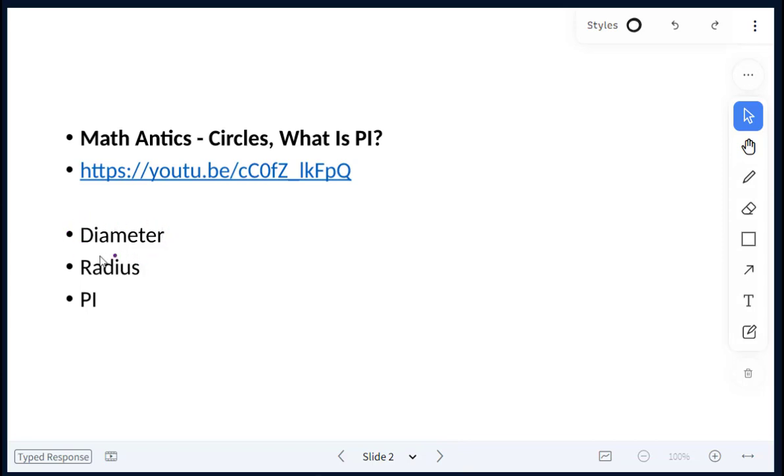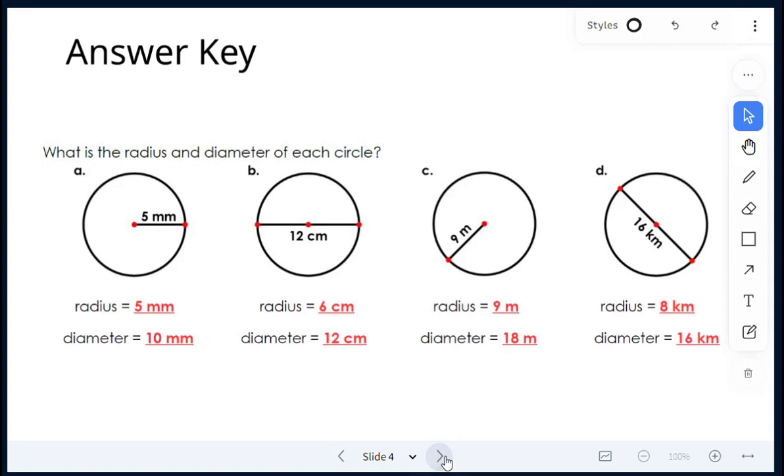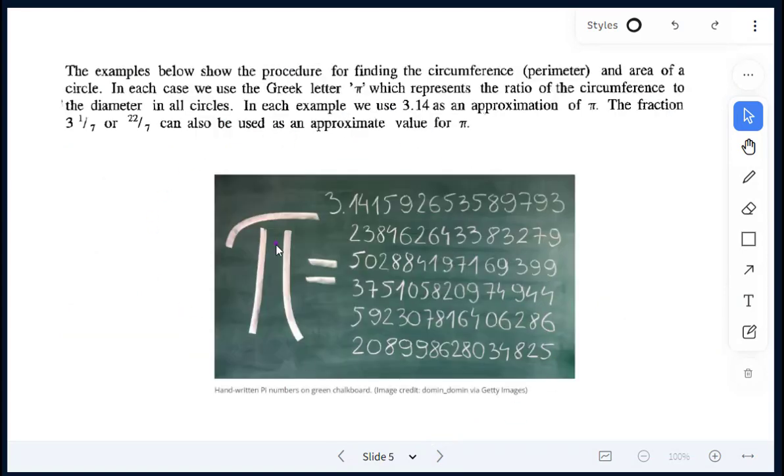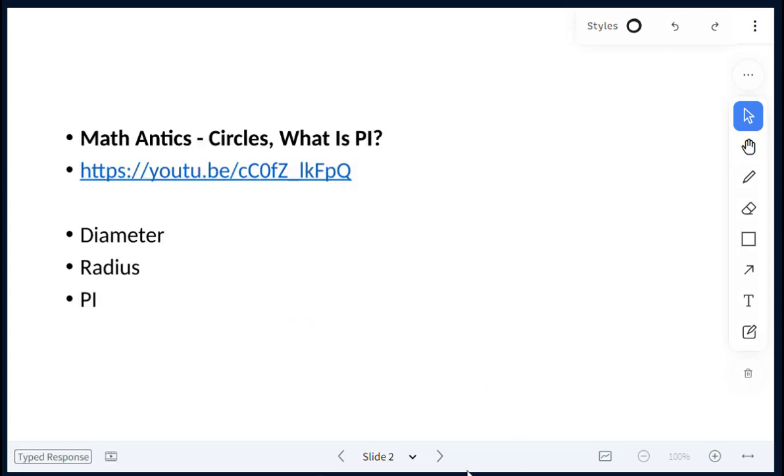Its diameter, its radius, and then what is pi, which we already talked about a little bit already. We talked about pi here. It's a really long number. It just keeps going and going. It never ends, so it never terminates, and it never repeats. So it's in a very specific category, which is called irrational numbers. So that is pi.